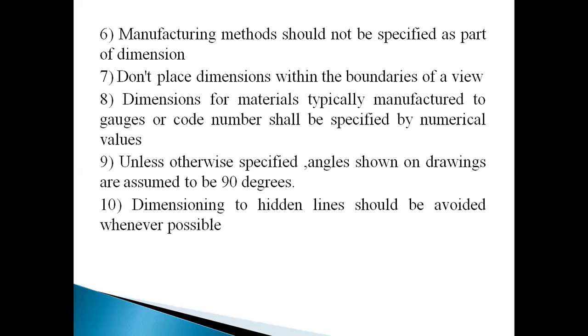Unless otherwise specified, angles shown on drawings are assumed to be 90 degrees. A 90-degree angle applies where center lines and lines depicting features are shown on a 2D drawing and no angle is specified. A basic 90-degree angle applies where center lines of features in a pattern of surfaces are shown at right angles on a 2D drawing. Dimensioning to hidden lines should be avoided whenever possible.